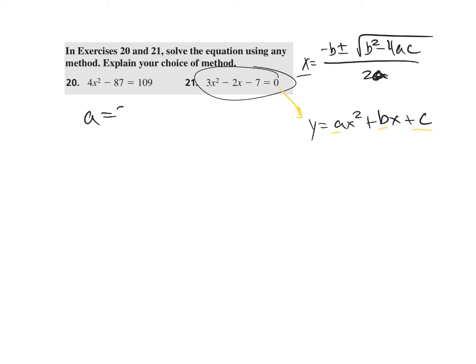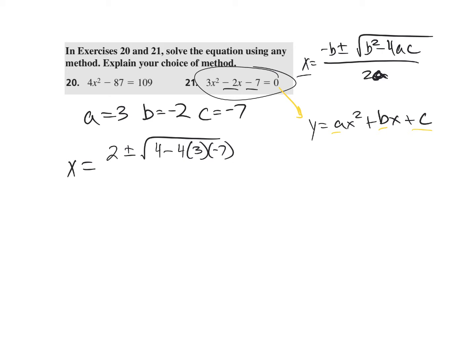So in this case, a is 3, b is -2, and c is -7. Those operations are attached to the coefficients there. So let's fill everything in. X equals -b, which would be +2, plus or minus the square root of b squared. -2 squared is +4, minus 4 times a times c. c is -7. All over everything, not just the radical. It's over 2 times 3.